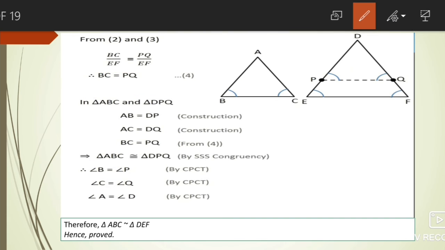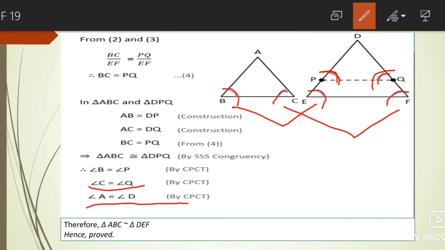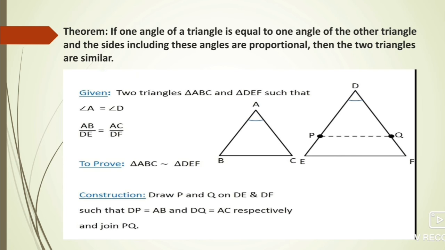Let me explain this again. You have proved P is equal to E. Now you are proving B is equal to P. So that means B is equal to E. Similarly, Q was equal to F. Now you are proving that C is equal to Q. That means C is equal to F. And from the CPCT, A is equal to D. As you can see, these three corresponding angles are equal, so triangle ABC is similar to triangle DEF. Now the last theorem.